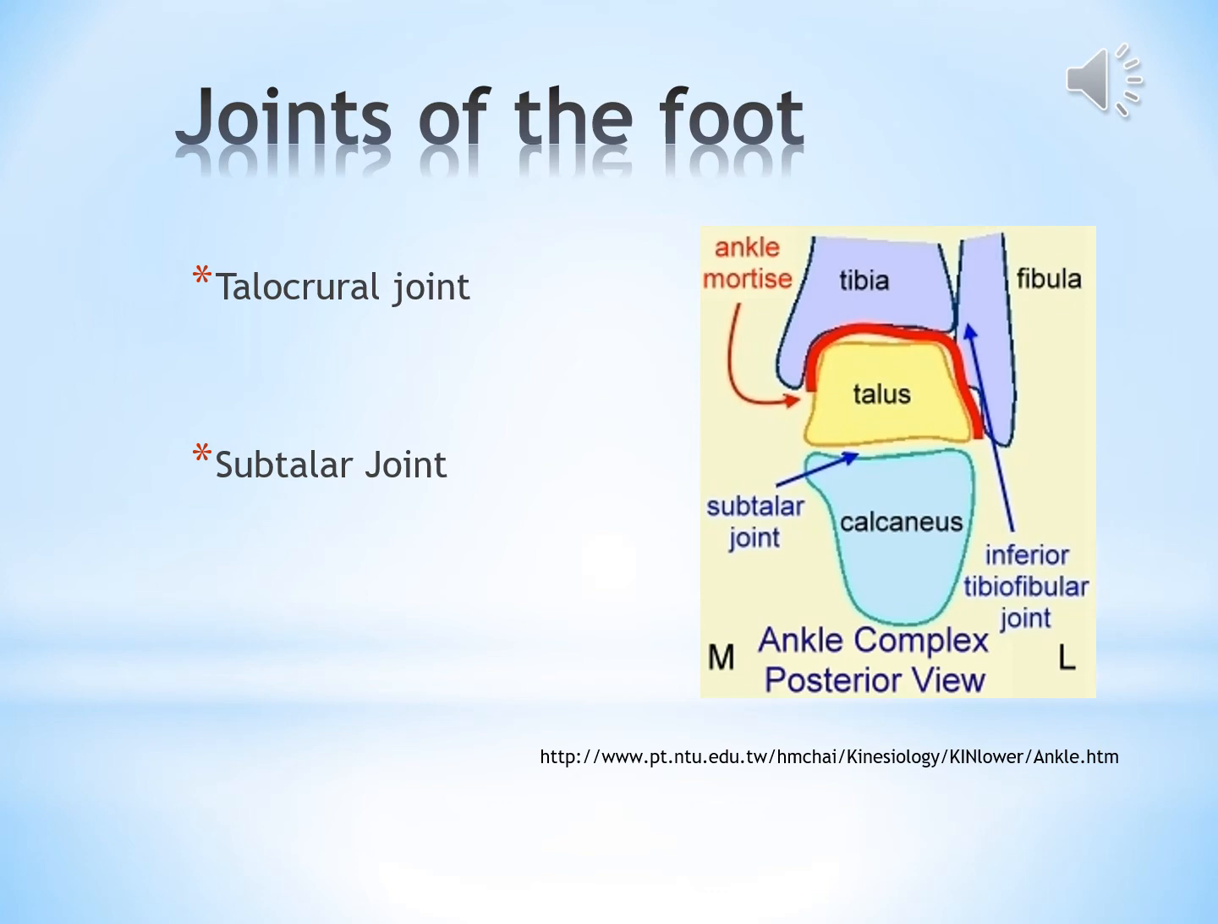The joints important in pronation are the talocrural joint and the subtalar joint. The talocrural joint allows the foot about 20 degrees of dorsiflexion and 50 degrees of plantar flexion. The subtalar joint allows for inversion and eversion of the foot. It is a synovial joint between the calcaneus and the talus.